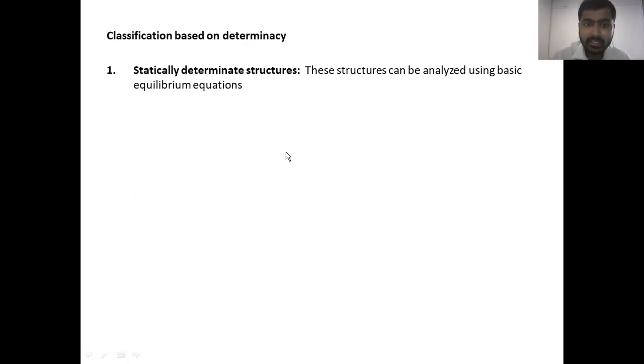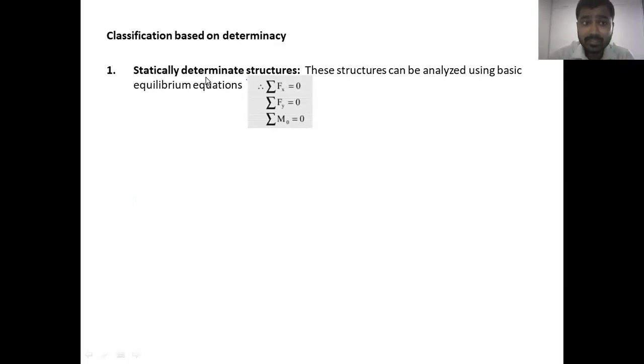What do you mean by determinate? Determinate I have already given you. Determinate is nothing but when we have three equilibrium equations, and the structure can be solved using these three equilibrium equations, then such a type of structure is known as a static determinate structure. So what are the three equilibrium equations we have? Summation Fx is equal to 0, summation Fy is equal to 0, and summation M is equal to 0. So these are the three equilibrium equations we have. Using these three equilibrium equations, we can solve the structure.